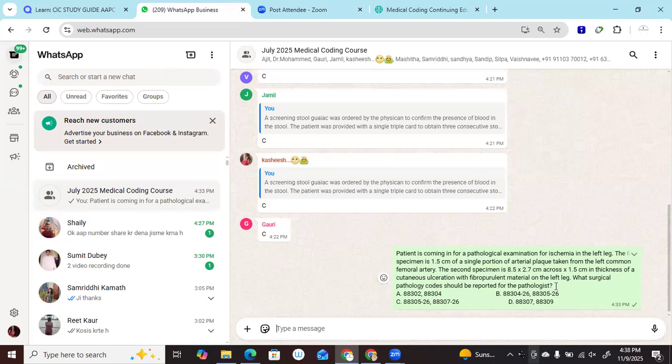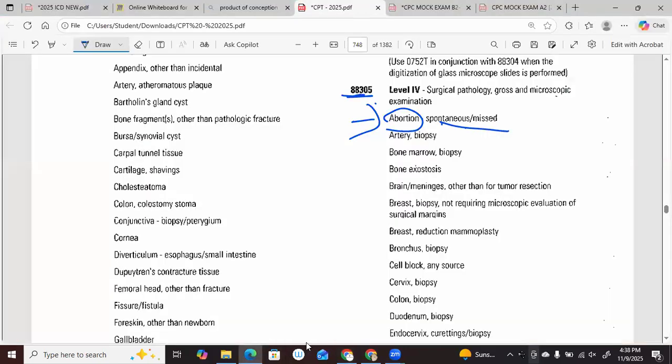And now the question is, what surgical pathology codes should we use? Two specimens have been taken, one from the common femoral artery and the second from the cutaneous ulceration, that is skin ulceration. So let's see where the artery and the skin are. Here we have the artery that includes erythematous plaque also. So the patient has the same condition. The patient has the plaque.